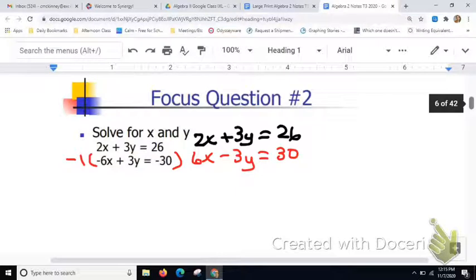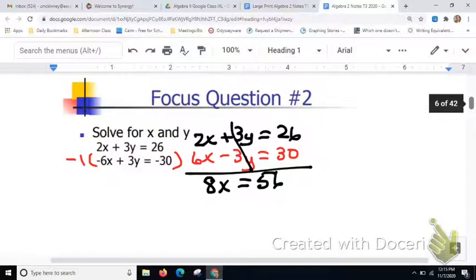And sometimes I will just change these signs if I'm multiplying by negative 1, right? I could make this plus, minus, plus. So I just took the time to rewrite it in this case. Now my y's would eliminate. I have 8x is 56. When we divide by 8, we get x is 7.